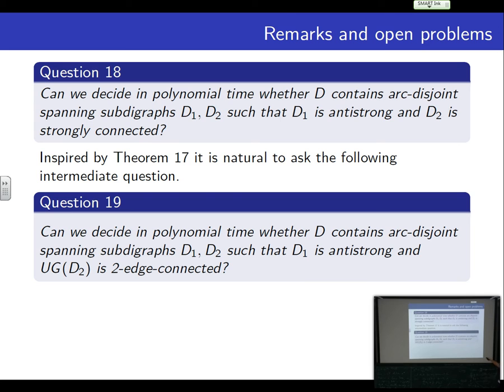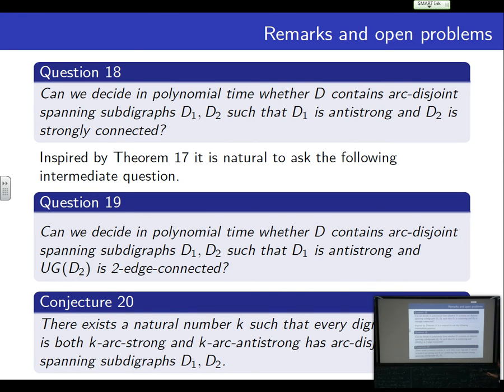And you could also, intermediately, instead of being strongly connected here, ask, is it possible to at least extract an antistrong spanning graph and a two-edge connected one in the underlying sense? Of course, if you're strong, then you are two-edge connected in the underlying graph. And we conjecture the following, that if you have both very high connectivity and very high antistrong connectivity, then maybe you can extract two strong spanning subdigraphs. It's a conjecture of Anasio and myself that even the first thing is enough, but this is somehow a relaxation of this thing.